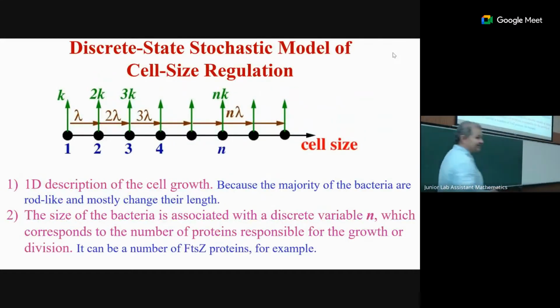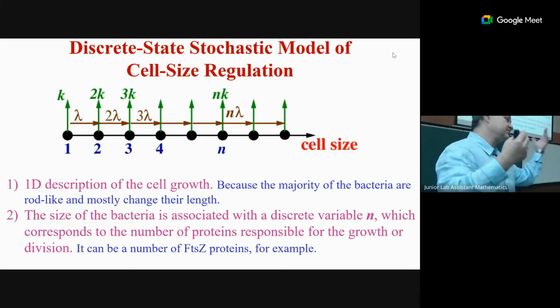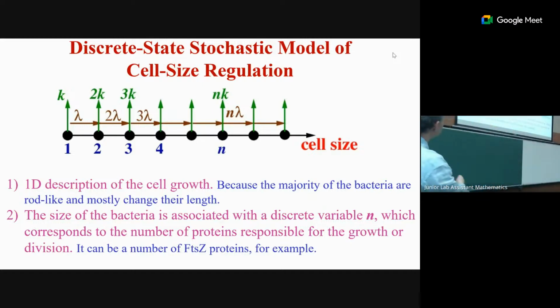And let's do the model. We do essentially a one-dimensional model. Why do we do a one-dimensional model? That's because bacteria effectively grow mostly along one dimension. Okay, and it's a simple model you can do. So the model is very simple.